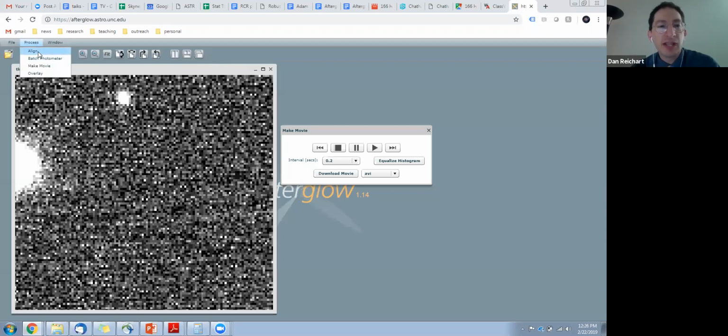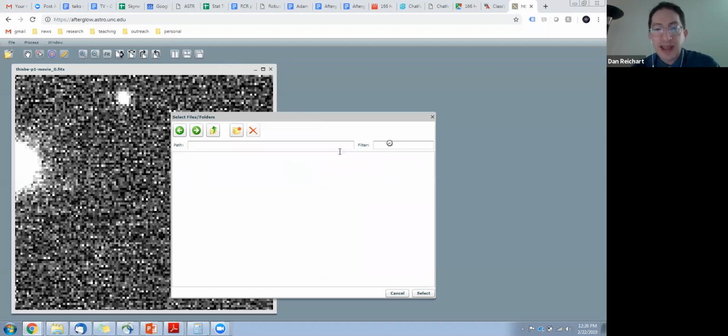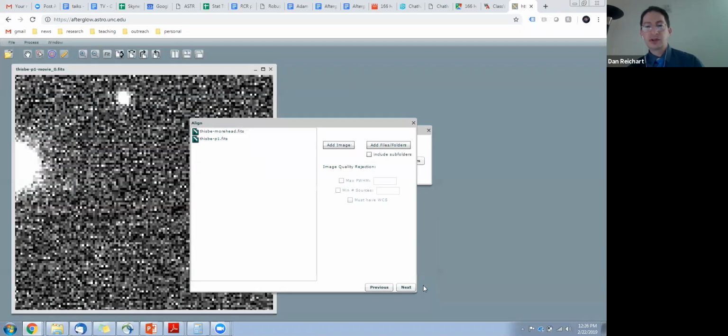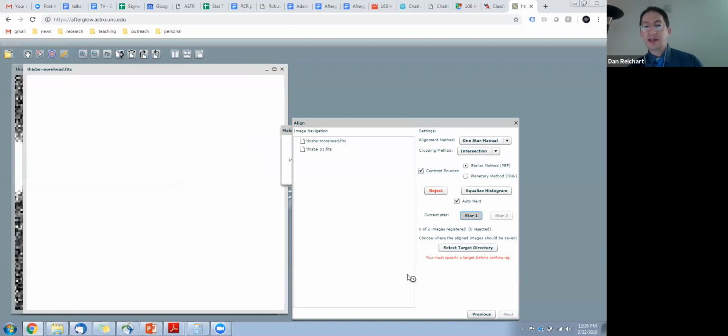So we're going to go back to alignment. We're going to add files. I'm still in the workspace, so sample, 101 lab, parallax. This was fall 2014, parallax. And so we have one of those images from prompt 1 and a simultaneous image that we got with Moorhead Observatory that's over top of me. Loading those 2.